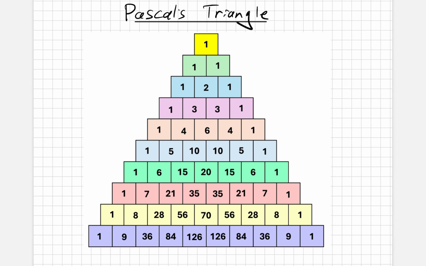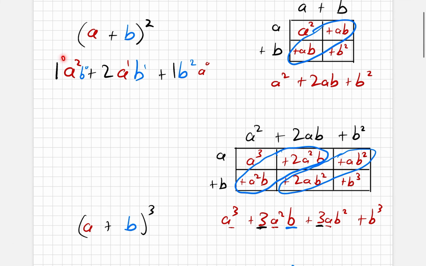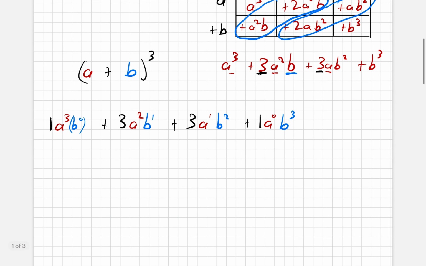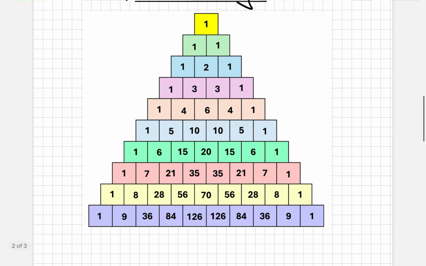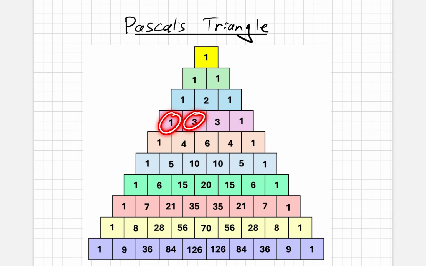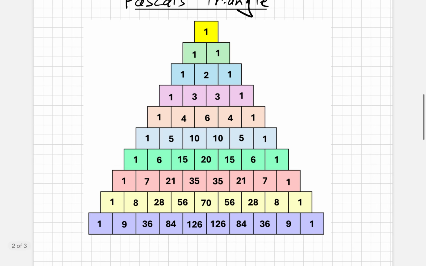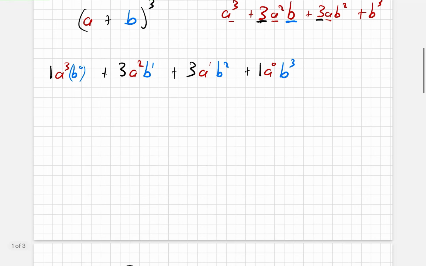So you'll notice in our first example, the coefficients went 1, 2, 1. And you'll notice the third row in the triangle has 1, 2, and 1. And in our cubed example, the coefficients were 1, 3, 3, 1. And in our triangle, we have 1, 3, 3, 1. And if you were to do another expansion to the power of 4, you'd find that the coefficients are 1, 4, 6, 4, and 1. So all the numbers in each row of this triangle represent the coefficients.